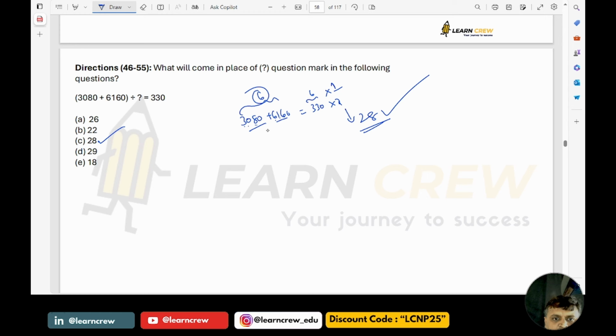Otherwise 3080 plus 6160, if I add these two, I will get 9240. 9240 divided by 330 is your answer. 0 cancel. 33 2s are 66. Remainder is 26. 264. 33 8s are 264. So the answer is 28 you have got. So the answer is option C.